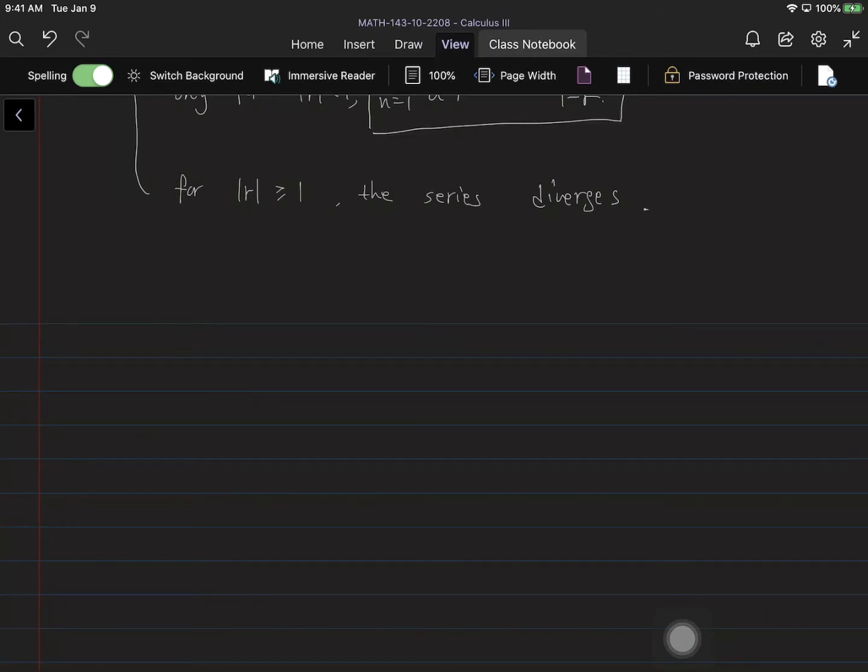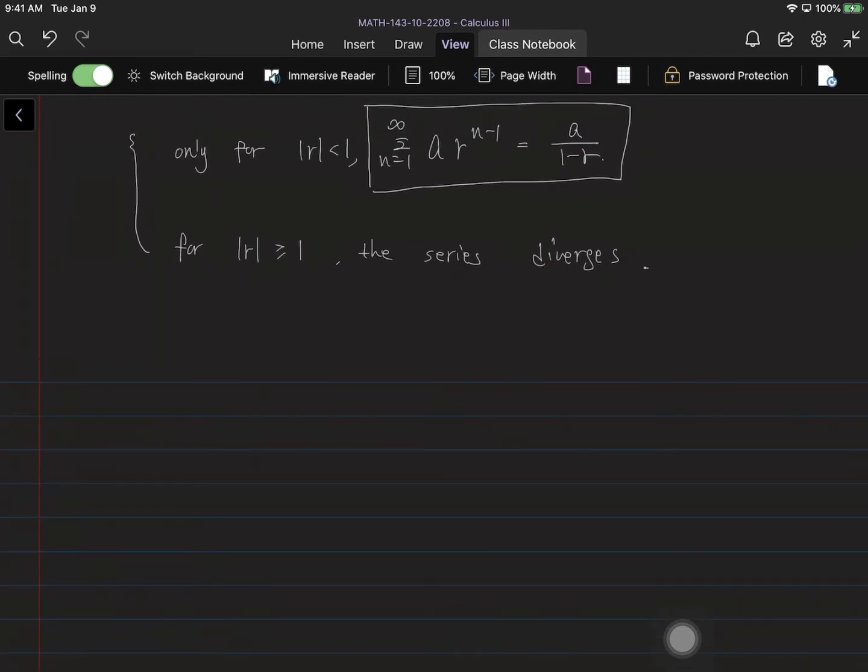Hello everyone. Today we will continue to do some geometric series. In the last class, we got the conclusion that for a geometric series, when the absolute value of r is less than 1, it converges to a over 1 minus r. For absolute value of r greater than or equal to 1, the series diverges. Right? So today we are going to do more problems using this.